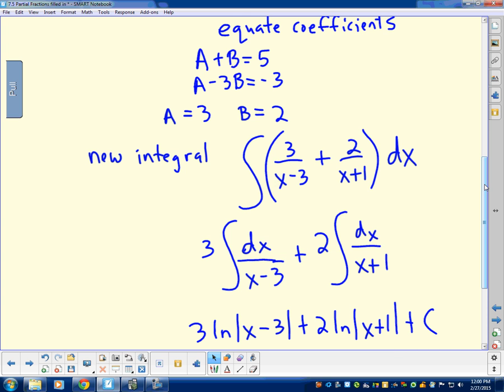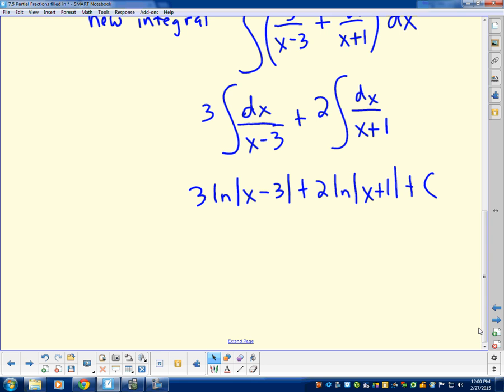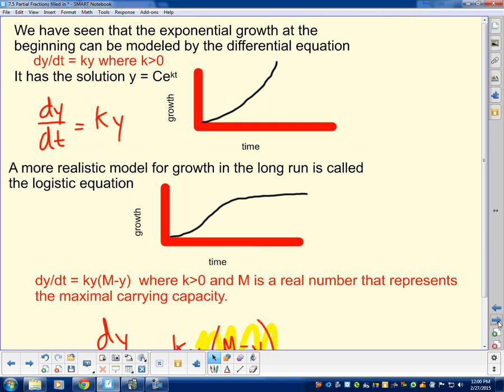This is the process of partial fractions. We're going to use this process to derive the logistic equation.